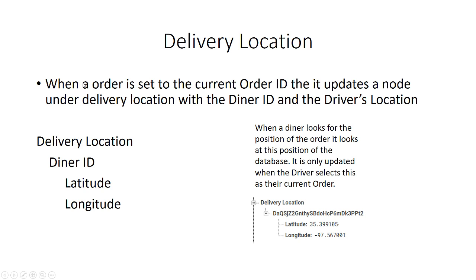Next one is the delivery location. Whenever an order is set to the current order, it updates this location node. With this location, the diner can look at the location database that has their ID, and see the current latitude and current longitude of the order, so that they can track the order. It only updates this whenever it's selected as the current order. Whenever it's not the current order, it cleans up this location in the database. And that is it. Thank you very much.